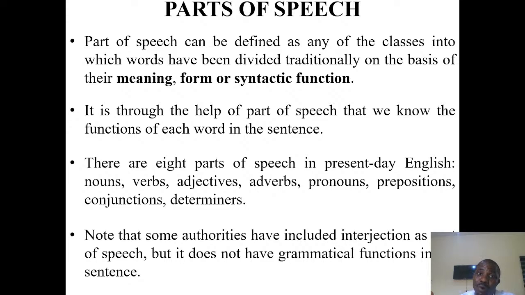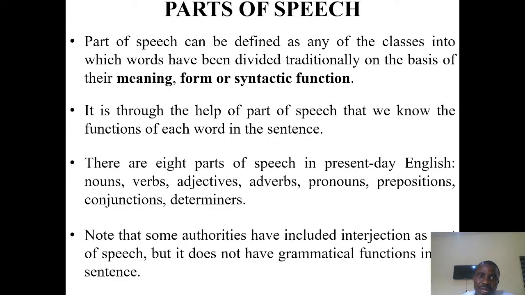It is through the help of part of speech that we know the function of each word in it. So remember that in an exam, a particular word or a phrase or a clause, but let me talk about word, may be underlined and you are asked what is the function of the following underlined words. So it is through the help of the part of speech. If you do not know the part of speech that is being underlined in the sentence, you will not know the function of it in the sentence.